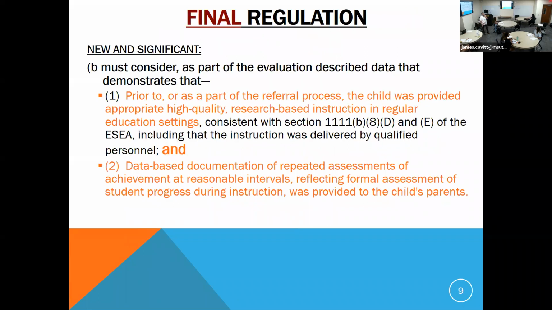So this is the final regulations of IDEA. I'm just going to let you read these on your own. This is in your file, so you have access to it.